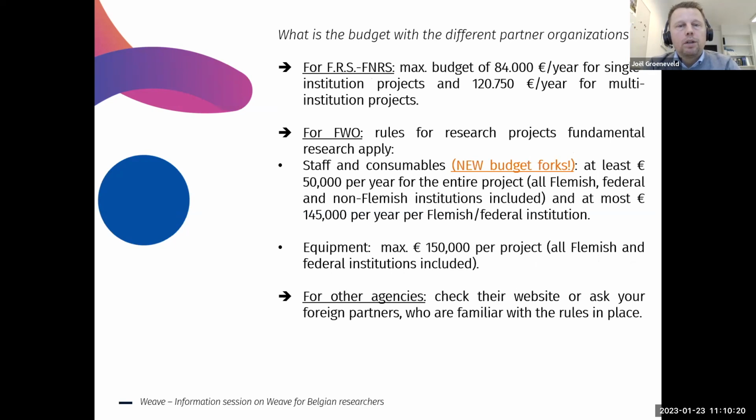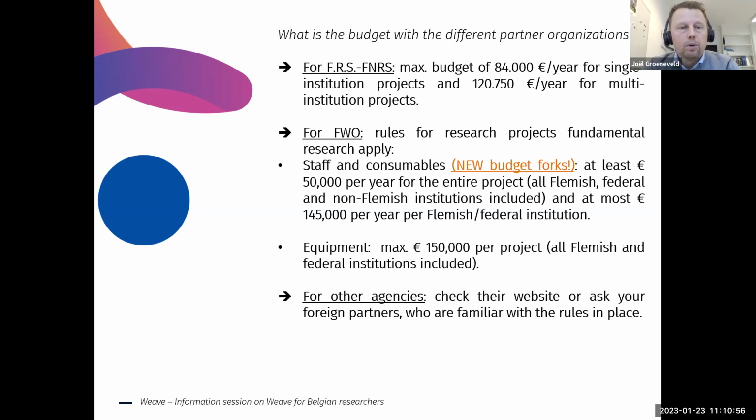So what is the budget with the different partner organizations? This was already in our slides before, but for the FNRS, there's a maximum budget of 84,000 euros for a single institution project, meaning one institution from French-speaking Belgium participates, or 120,750 euros per year for multi-institution projects, which means that several university institutions from French-speaking Belgium participate in the proposal. And for FWO, the rules for research projects of fundamental research apply.